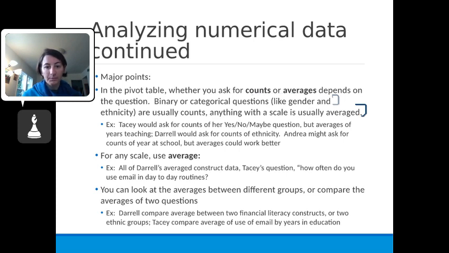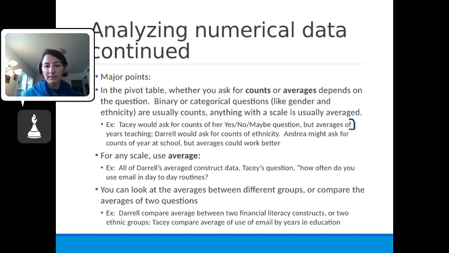So here's some examples. Tacey would ask for some counts of her yes, no, or maybe questions because there's not that many different ones that you could do. So you might want to know how many people said yes or no or maybe. You may also want to know the percentage of people that said yes, no, or maybe. And there is a way to do that in Excel, but I'm not going to get into that here. There are videos online.